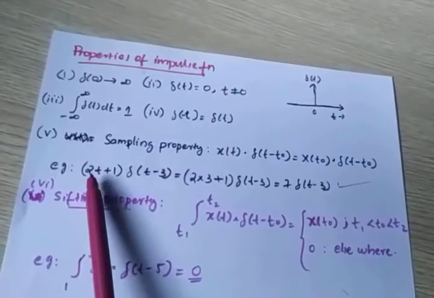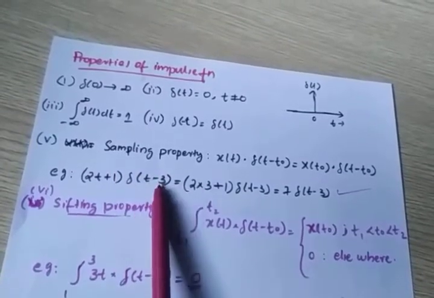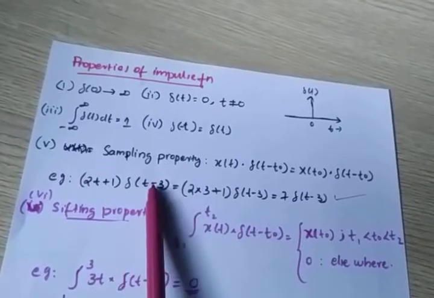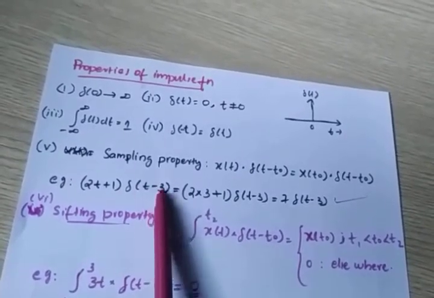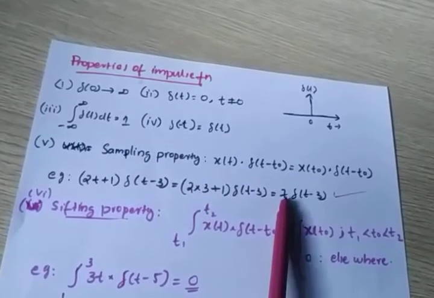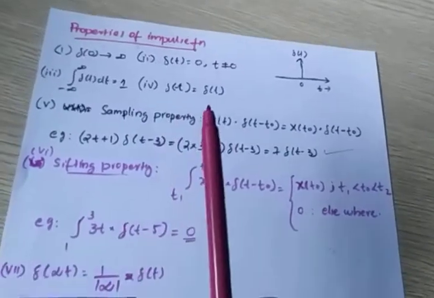Take an example: 2t plus 1 into del of t minus 3. Here instead of x of t they are writing 2t plus 1. So here t naught is 3, you put 3 here. So 2 into 3 plus 1, that is 7, into del of t minus 3. So 7 into del of t minus 3 is the answer.